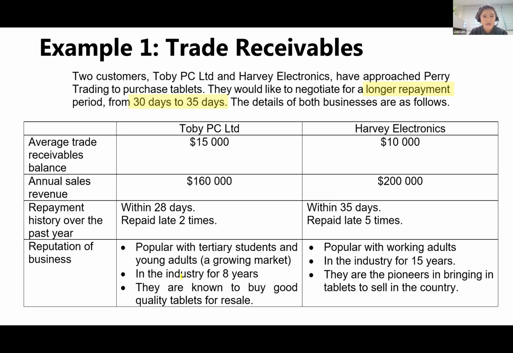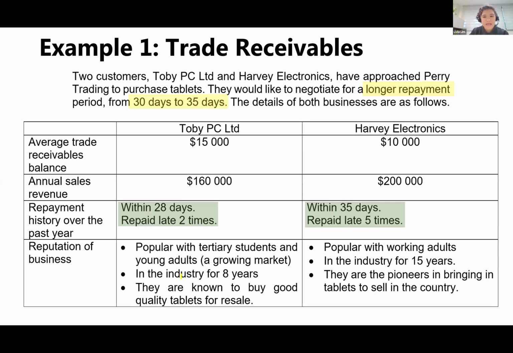Regardless, if you are the business, Perry Trading, who would you extend a longer repayment period to? I'm just going to focus on the repayment history over the last year. For Tony PC Limited, we paid within 28 days and we paid late 2 times in 1 year. For Harvey Electronics, generally we pay within 35 days and we pay late 5 times. We need to keep in mind the current repayment period is that your customers need to pay within 30 days.